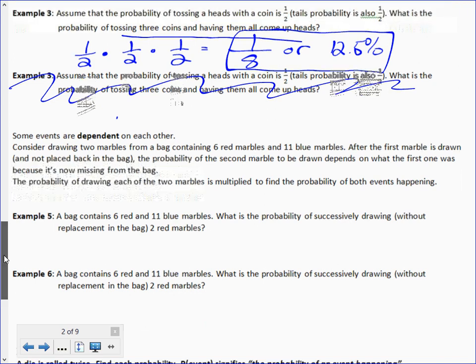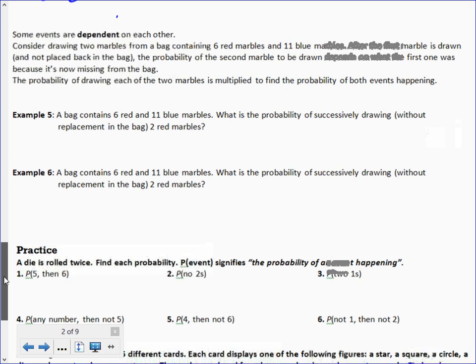All right, let's do one of these that are dependent now. That was independent. Let's do a dependent. Look at example 5. It says a bag contains 6 red and 11 blue marbles. So this is like my pen and pencil example. What's the probability of successively drawing without replacement 2 red marbles? So first I want to get a red marble, then I want to get another red marble. The first time I go to pull it out, what's the chance of getting a red marble? 17, good. So you need to calculate the total number of marbles. So 6 out of 17.